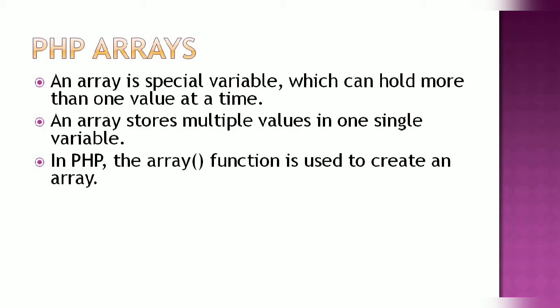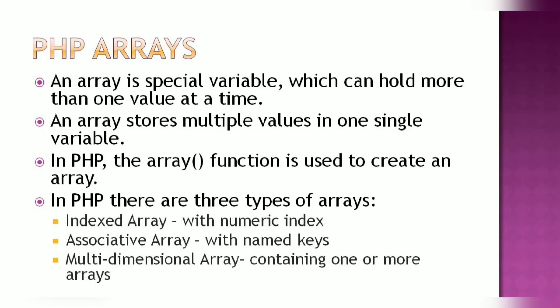In PHP, the array function is used to create an array. In PHP, there are three different types of arrays. First one, indexed array. Second one, associative array. The third one is multi-dimensional array. Indexed arrays have a numeric index. Associative arrays have a named key. Multi-dimensional arrays are going to contain one or more arrays. Let us see each one of them individually.